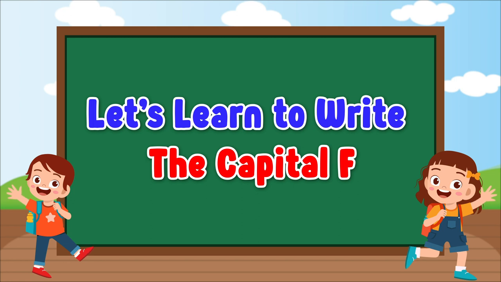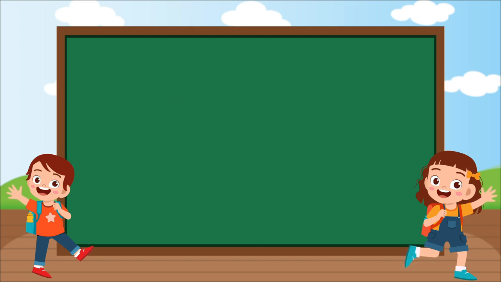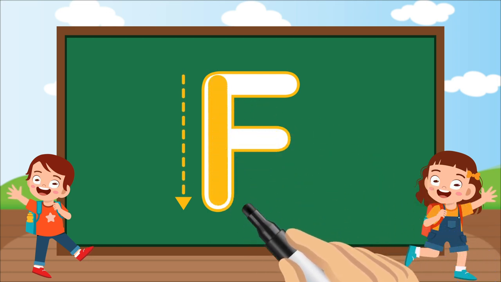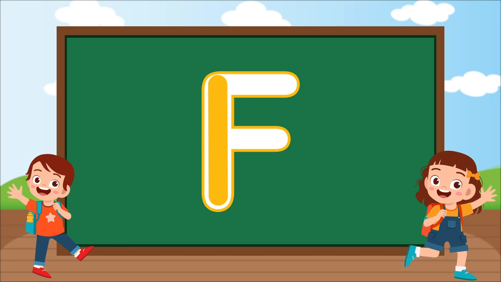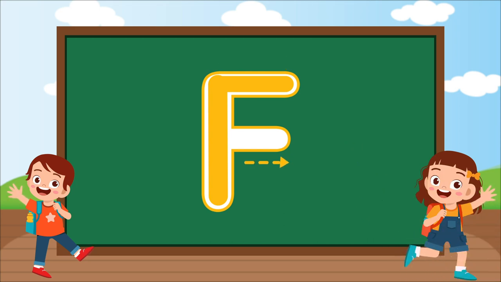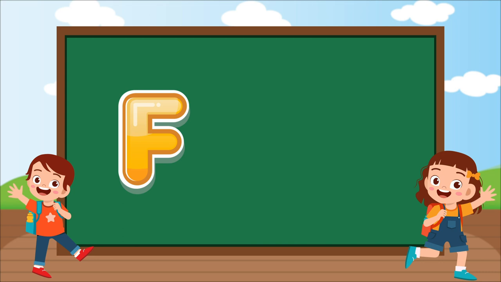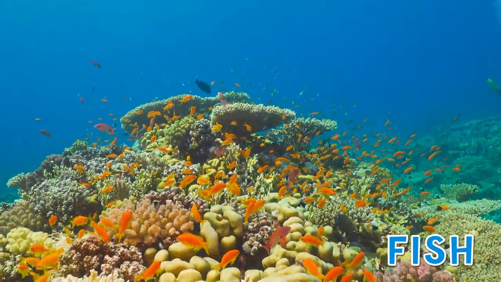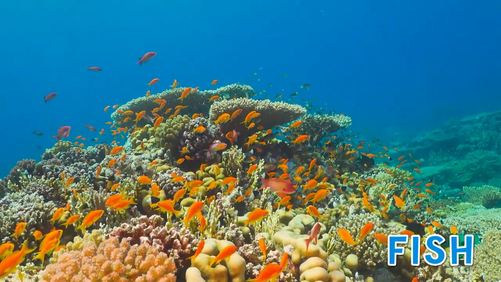Let's learn to write the capital F. First, we will draw a standing line. And then, go to the top and draw a sleeping line. Come back halfway and again draw a sleeping line. F is for fish. Fish.